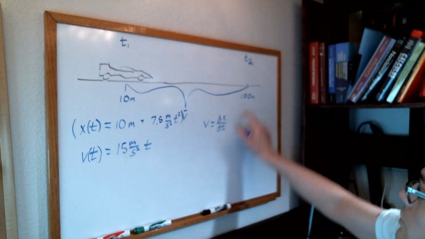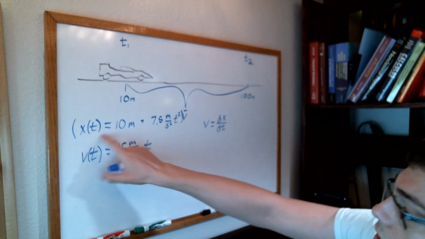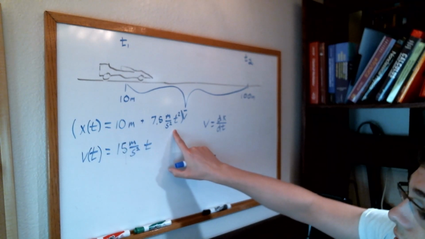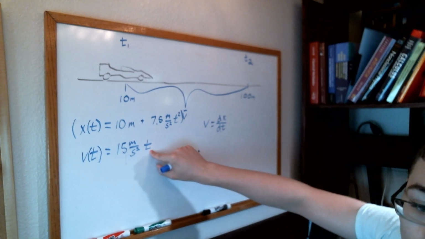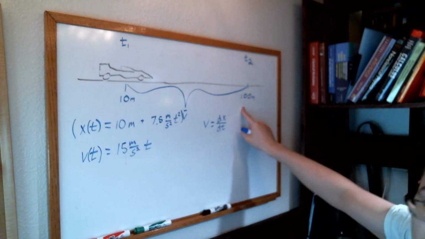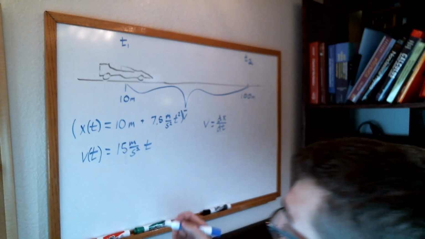So now what we're going to do is plug 100 meters in here, and then solve this equation for t. When we find that t, we'll plug it in here in order to find the instantaneous velocity at the second time here.